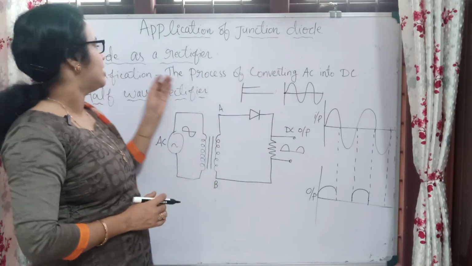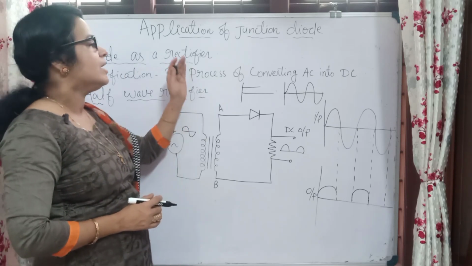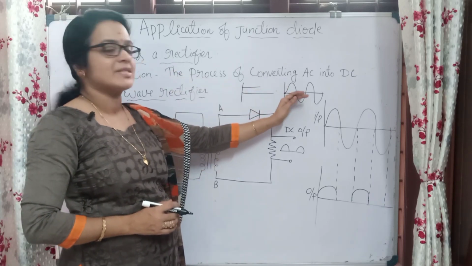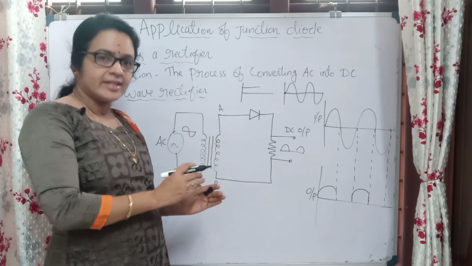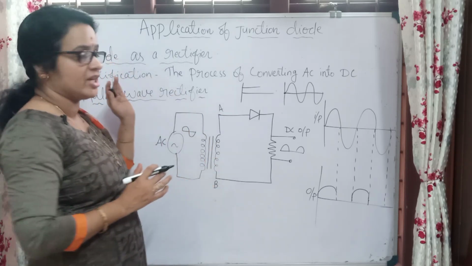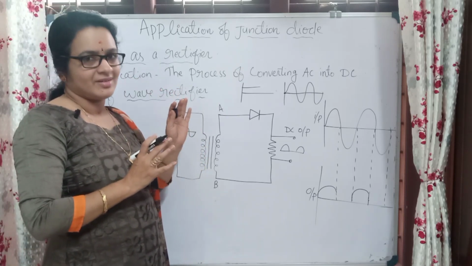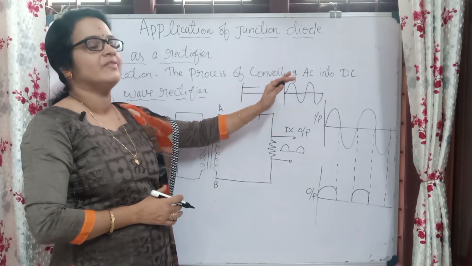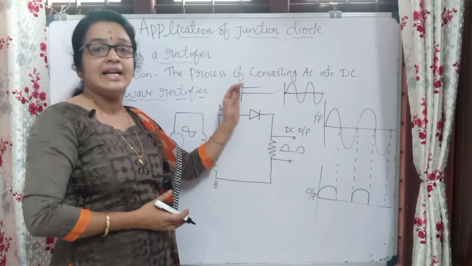Now what we are doing is rectification. In the case of rectification, we convert the AC into DC. That process is called rectification. Rectification is the process of converting alternating current into direct current, or AC into DC. This is a very important topic and you should understand the concept clearly. Here we will give the input as AC and we have to get the output as DC.